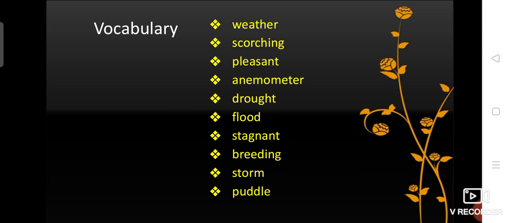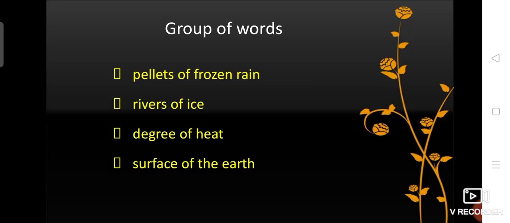Okay. So I repeat the words: weather, scorching, pleasant, anemometer, drought, flood, stagnant, breeding, storm, puddle. Clear? Okay. We will next see the group of words.